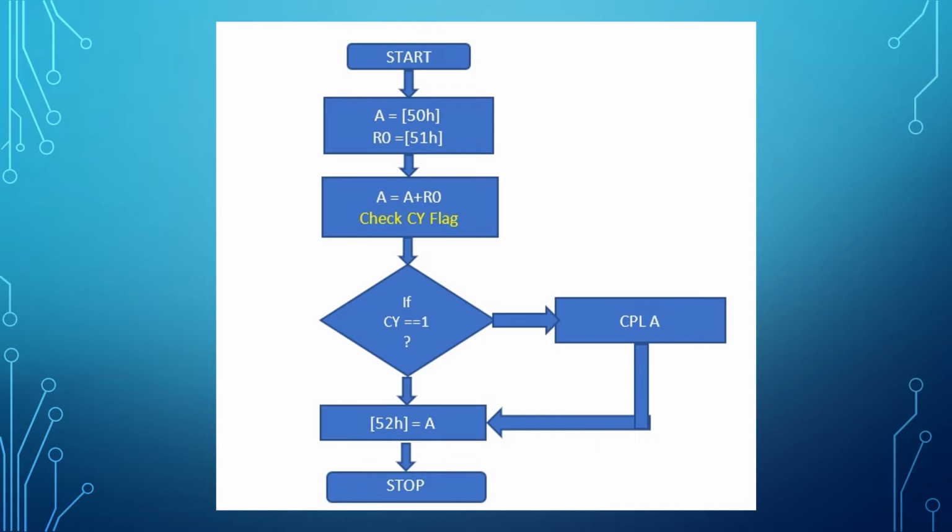If carry flag equals 1, we have to traverse towards the right, complement the result, and then store that in some resultant location. And if there is no carry, if CY equals 0, come straight downward and store the accumulator result into the memory location directly without complementing. Then we can stop the program.